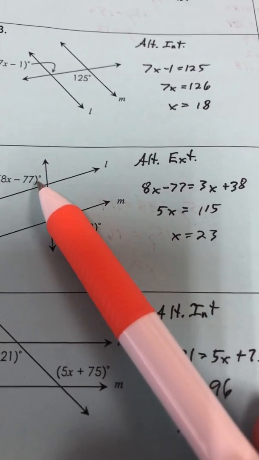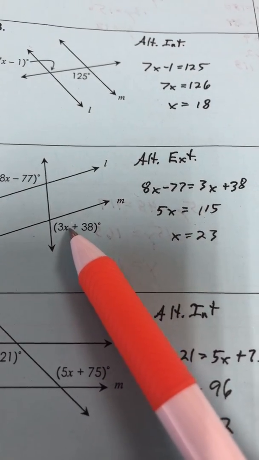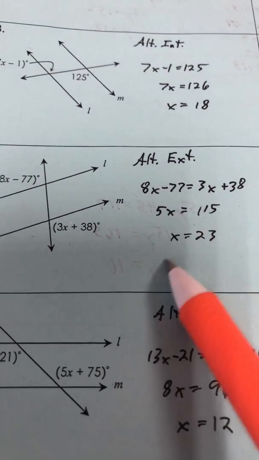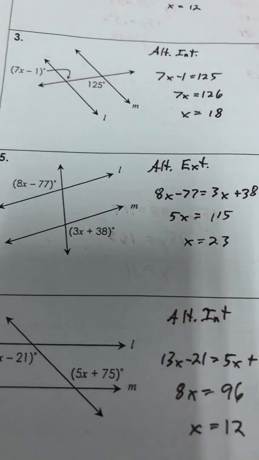These two are alternate exterior. They're going to be set equal to each other. Do my algebraic magic and I get X equals 23.